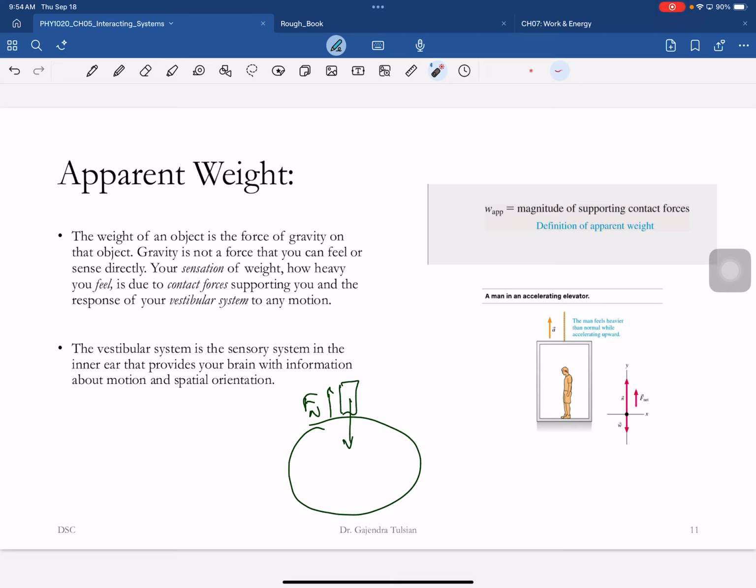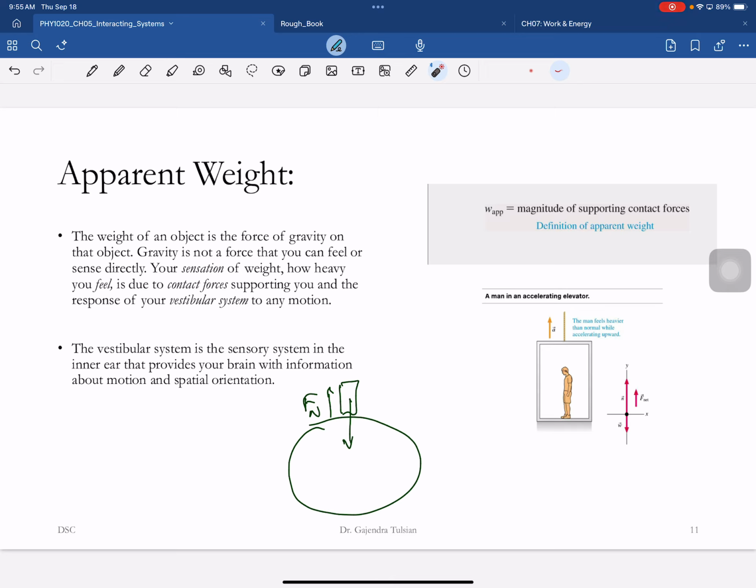Your sensation of weight, how heavy you feel, is due to the contact forces supporting you and the response of your vestibular system to any motion. The vestibular system is the sensory system in the inner ear that provides your brain with information about motion and spatial orientation.